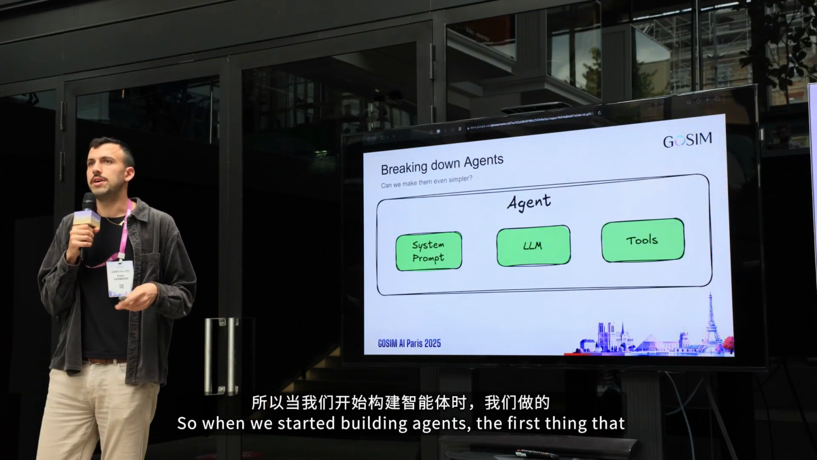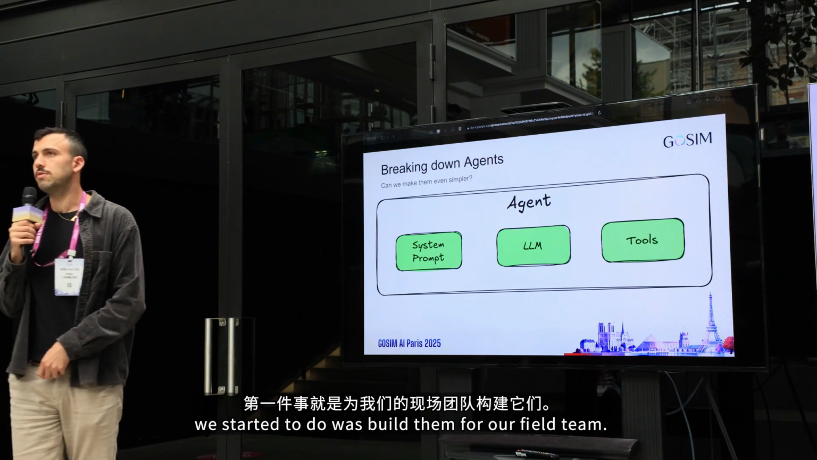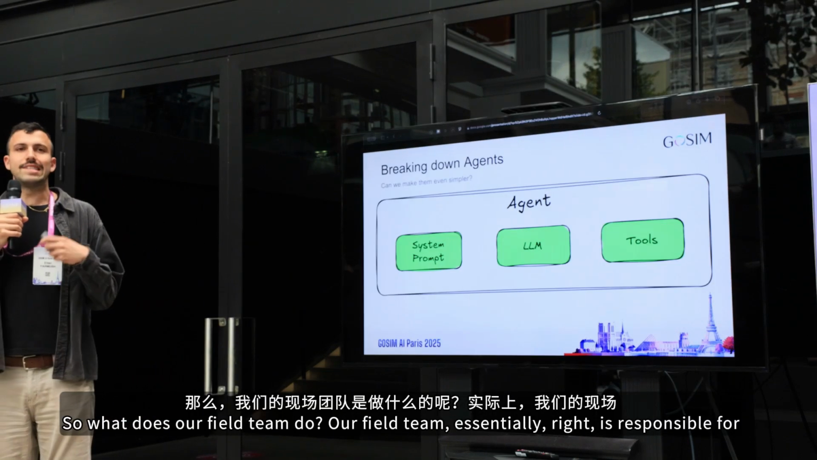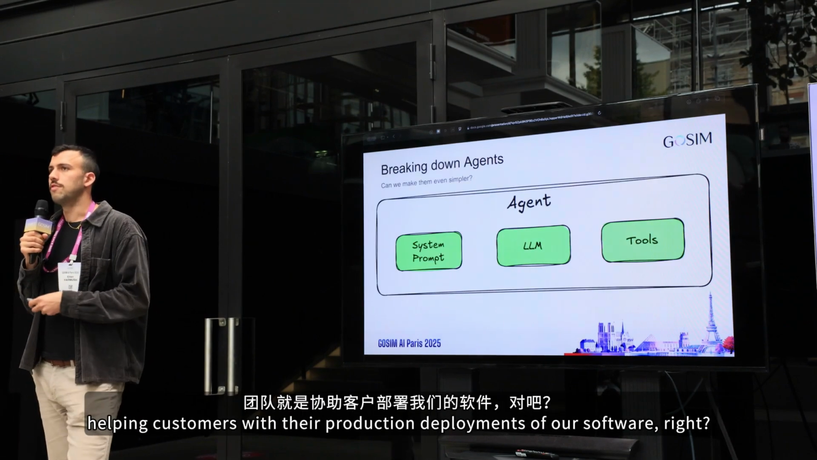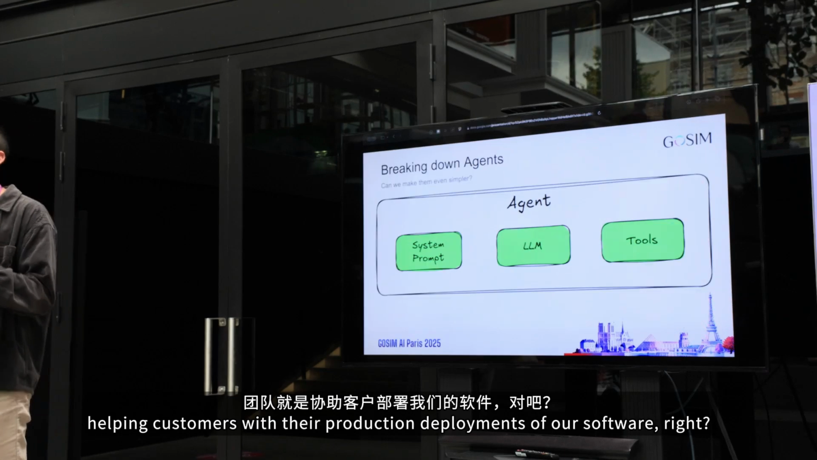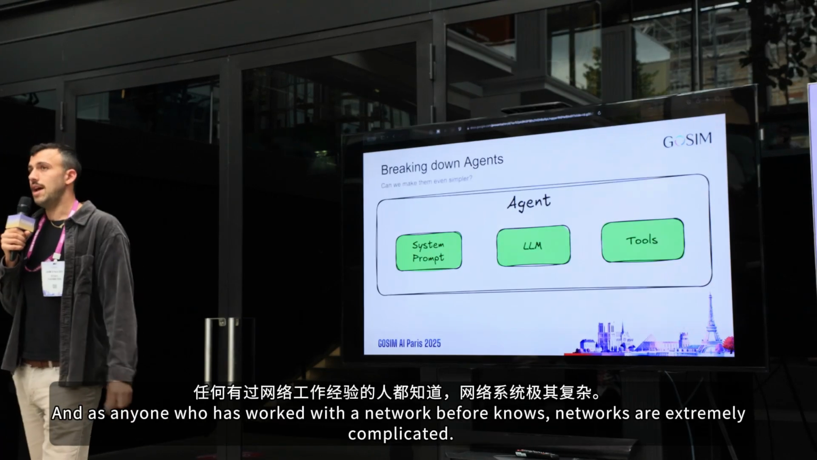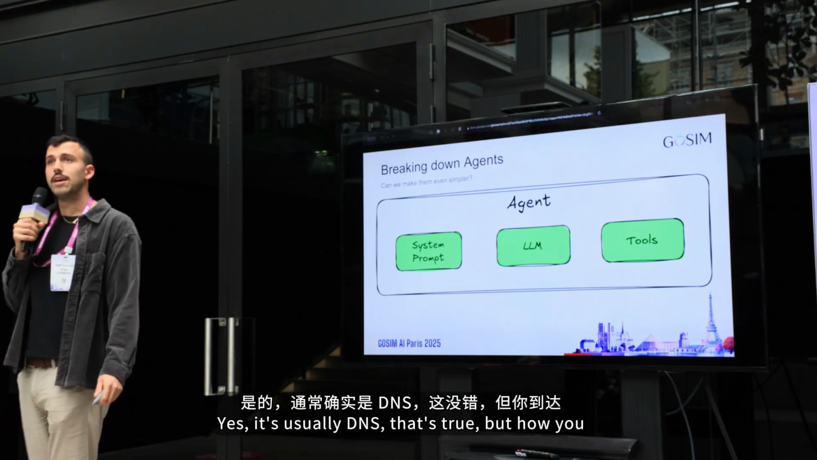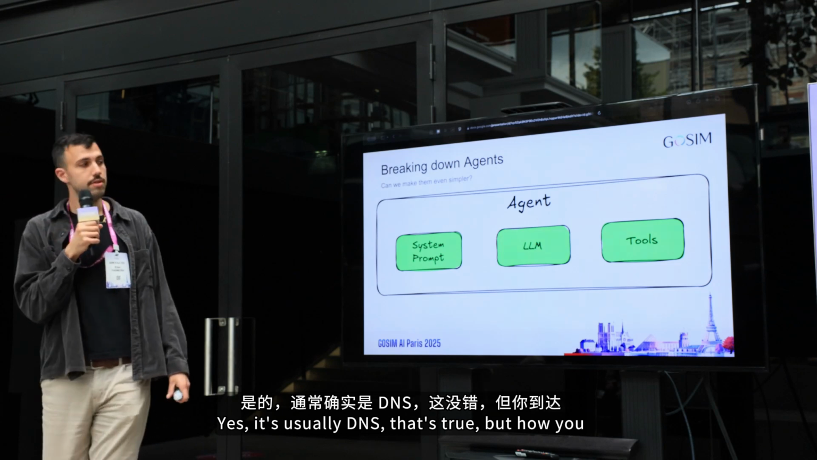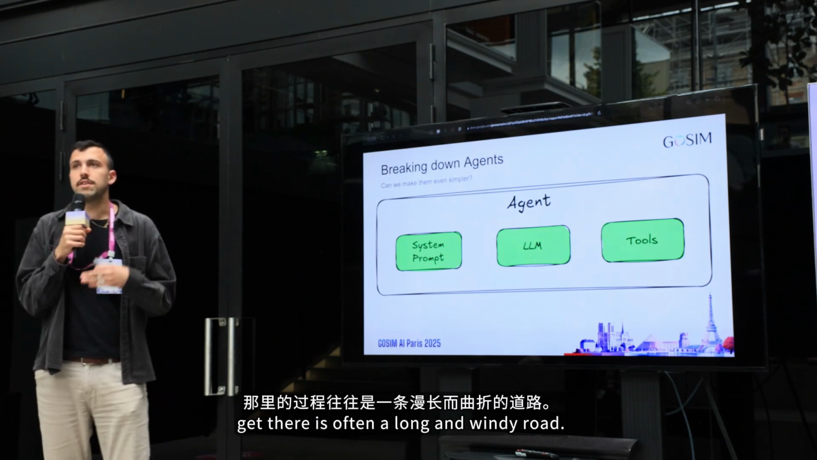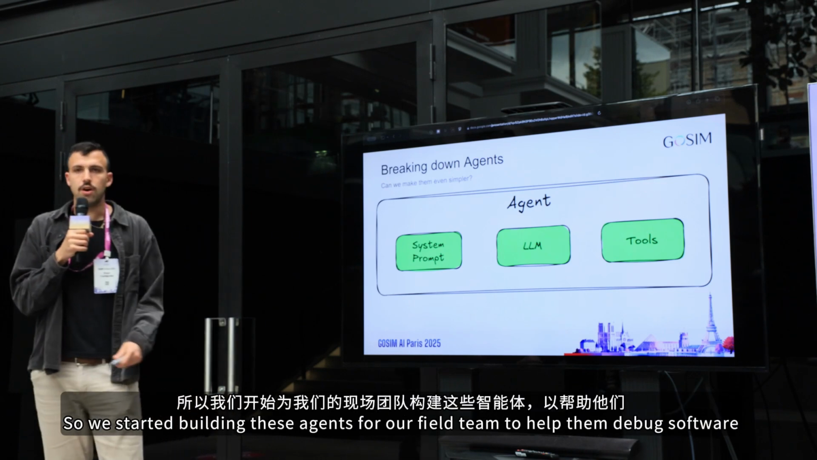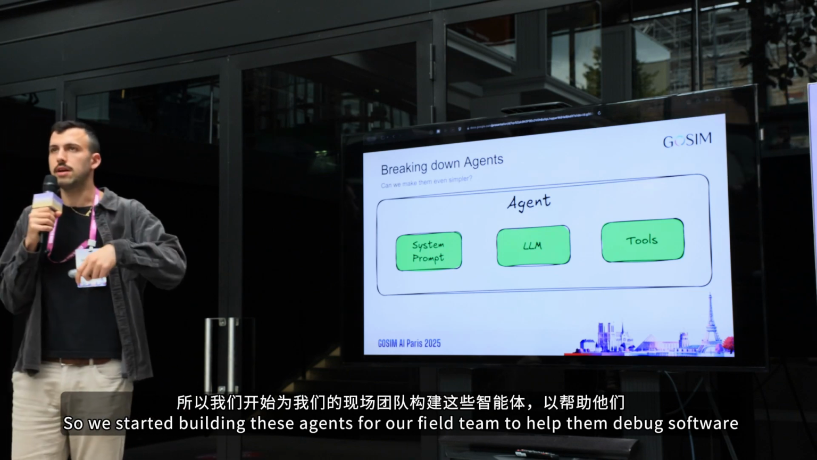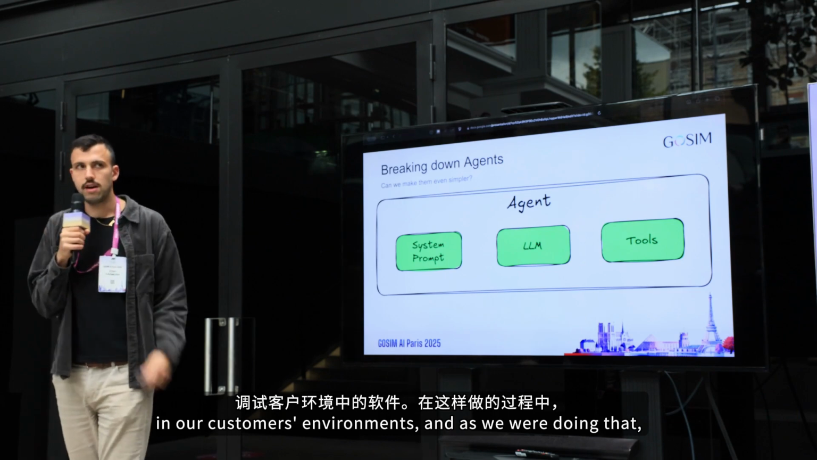When we started building agents, the first thing that we did was build them for our field team. So what does our field team do? Our field team essentially is responsible for helping customers with their production deployments of our software. And as anyone who has worked with a network before knows, networks are extremely complicated. Yes, it's usually DNS, that's true, but how you get there is often a long and windy road. So we started building these agents for our field team to help them debug software in our customers' environments.